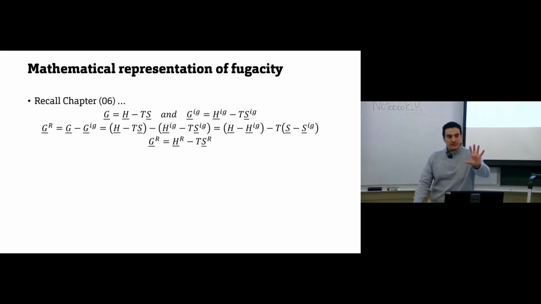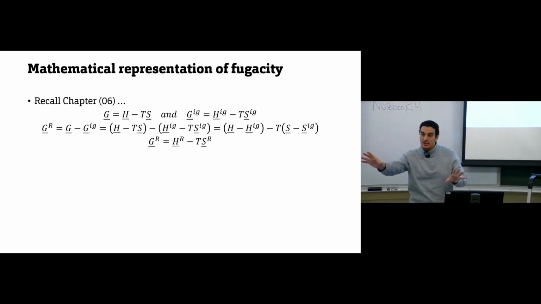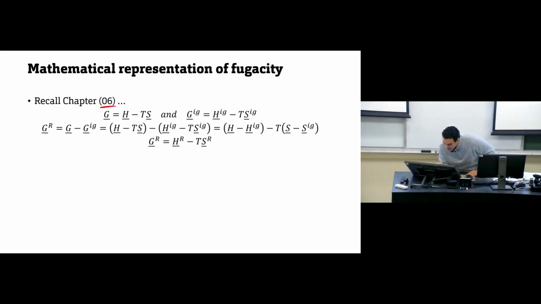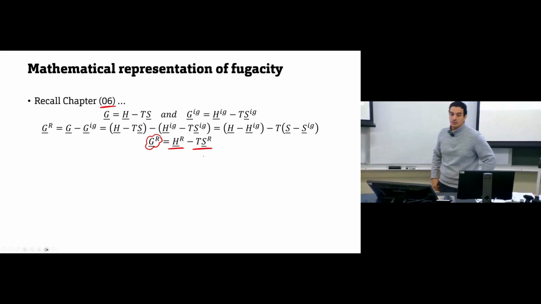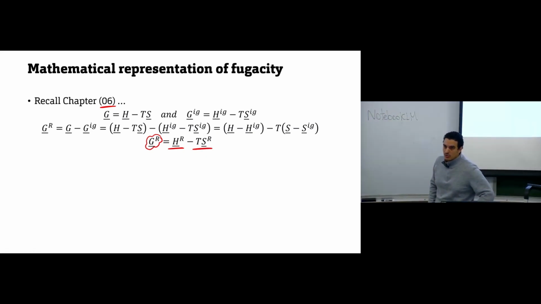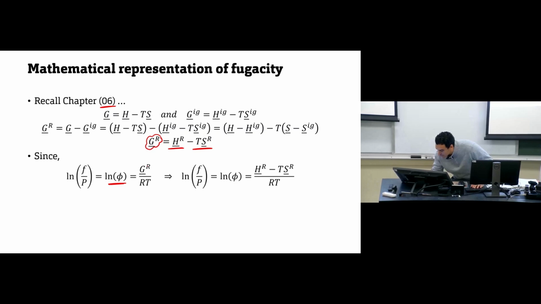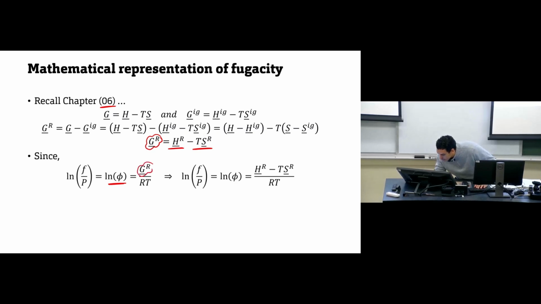So now we have that fugacity is related to the residual molar Gibbs free energy. And if you remember from chapter 6, the last chapter, the residual molar Gibbs free energy is the residual molar enthalpy minus temperature times residual molar entropy. Okay, so this is the relationship we have from chapter 6, and this is what we have from this chapter: the natural log of the fugacity coefficient is the residual molar Gibbs free energy divided by RT.